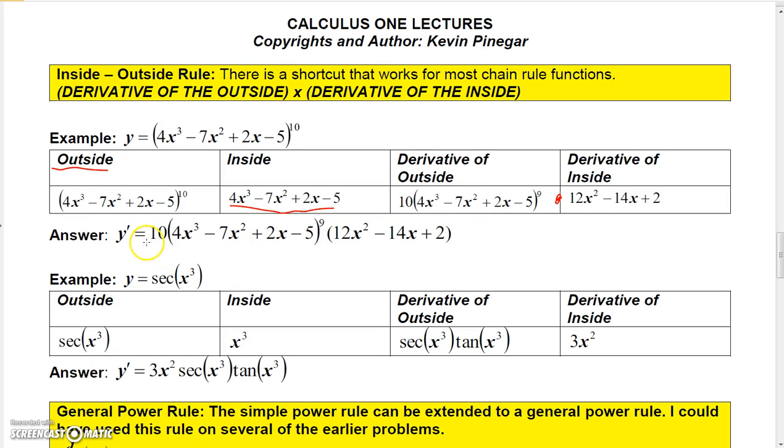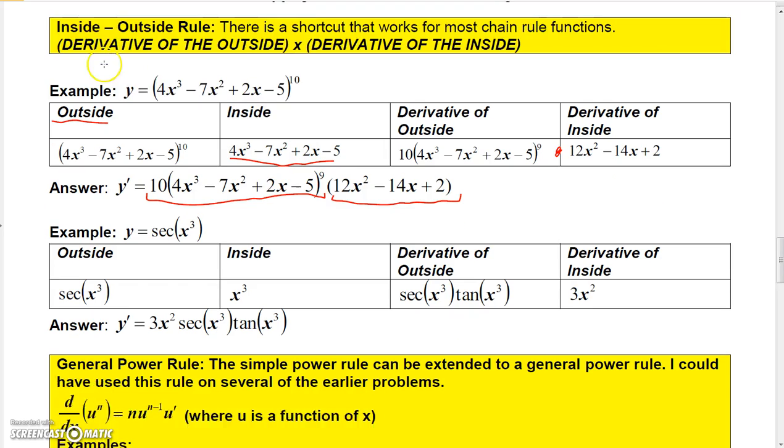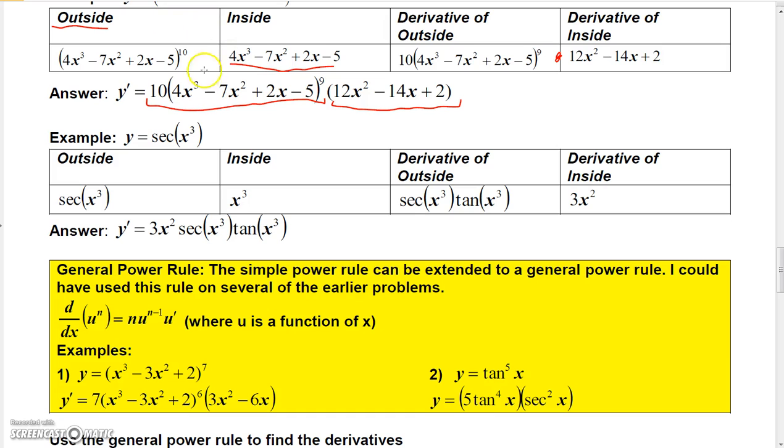So you're going to have 10 times this polynomial to the 9th, and then times the derivative of the inside, which is 12x squared minus 14x plus 2. Now, with trig functions, when it doesn't involve a trig function to a power, it works a little bit different. Here, you have secant of x cubed. So the outside is actually secant of the argument, and the inside is actually the argument.